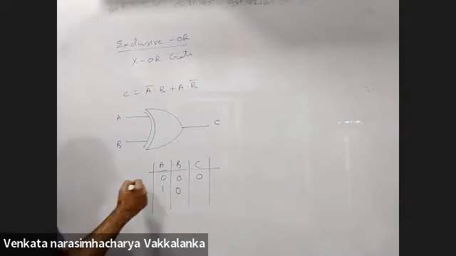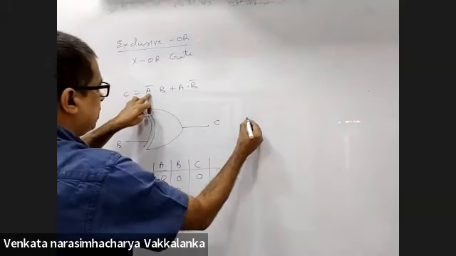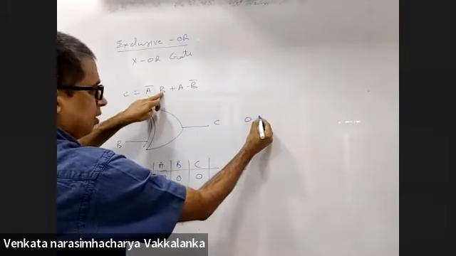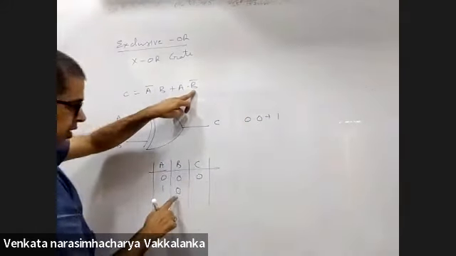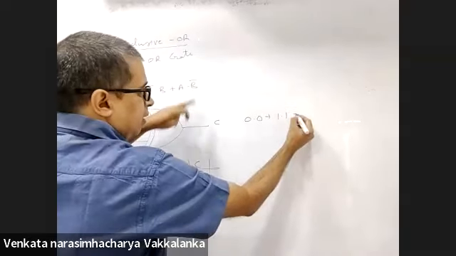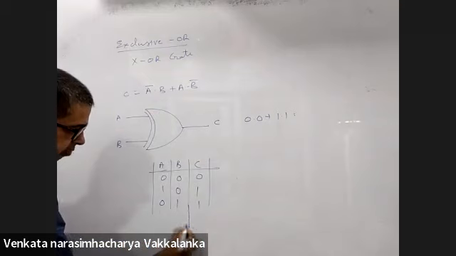1, 0. Put in this. A is 1, so A bar will become 0. Dot, B is 0. Plus, A is kept as it is, 1, and B bar, the 0, became 1. So the output will be 1. 0, 1 will again be 1.